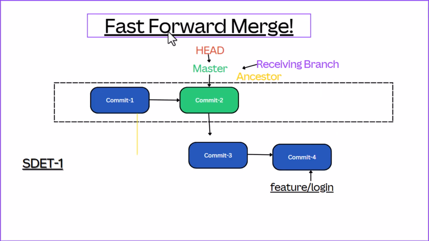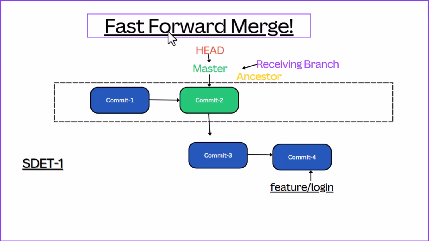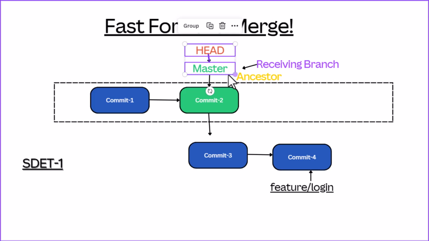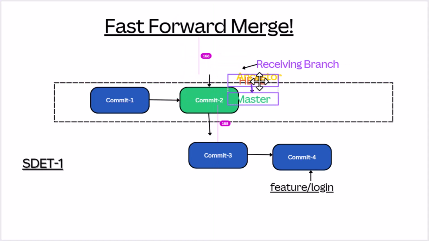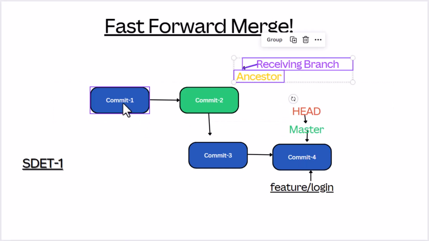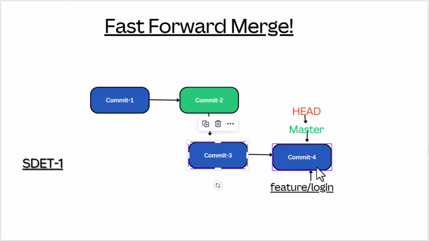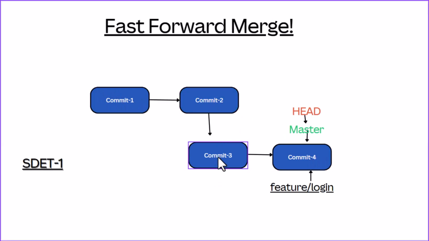Now let's understand from the diagram what has really happened in Git once the fast forward merge got completed. What has happened is that the master and the head are now pointing to this commit. So the master branch will look like this. It has just moved the head of the master branch from commit 2 to commit 4. This is how the master branch will look. The master branch already had commit 2 and it just carried forward to have commit 3 and commit 4, and the head of the master branch will start pointing to commit 4.